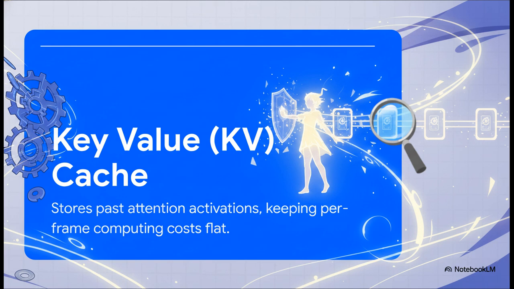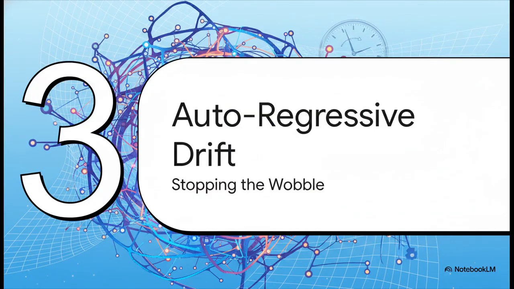The KV cache solves this by acting as frame memory. It stores those past attention activations and reuses them. It's a brilliant factorization that keeps the computing cost per frame completely flat, no matter how long the user's history grows. Next up is Section 3, fixing autoregressive drift, stopping the wobble.